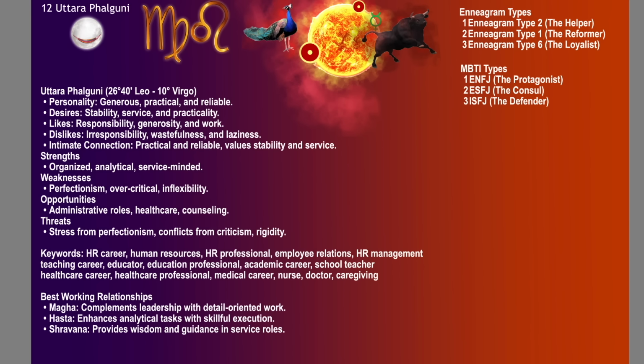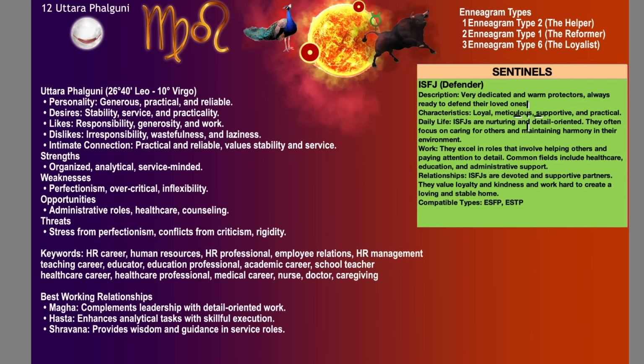ISFJ being the last one. What does ISFJ interest in? They are the defenders. ISFJ, the defender. They are very dedicated, warm protectors, always ready to defend their loved ones. They are loyal, they are meticulous, they are supportive, and they are practical. Nurturing and detail-oriented. Once again, the two characteristics of Virgo, nurturing and detail-oriented. They often focus on caring for others and maintaining harmony.